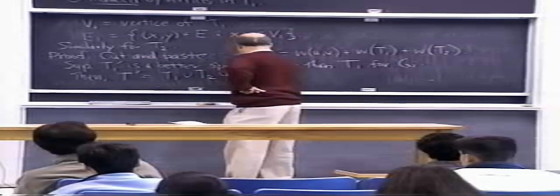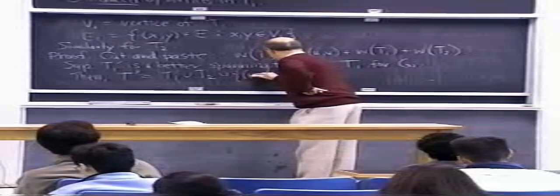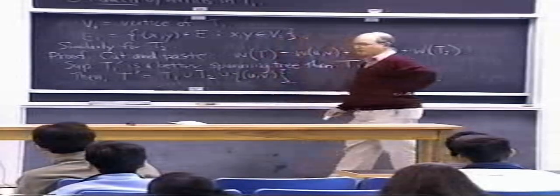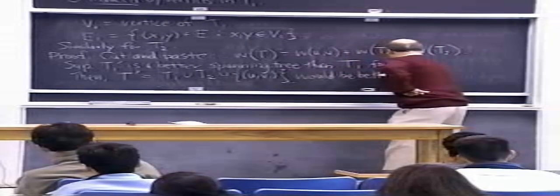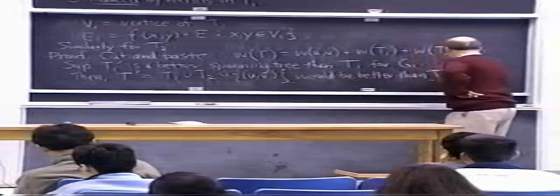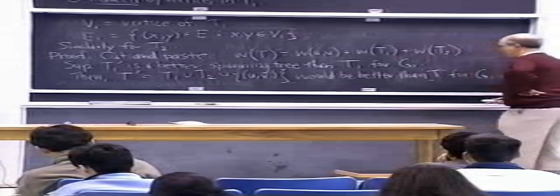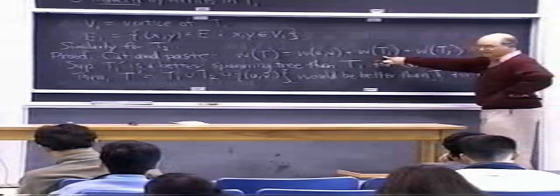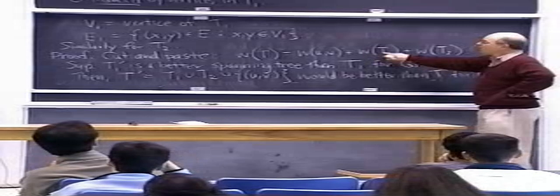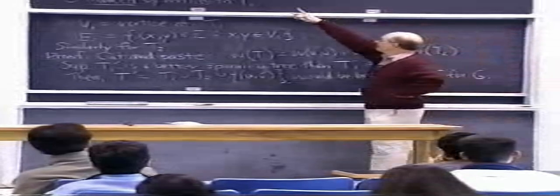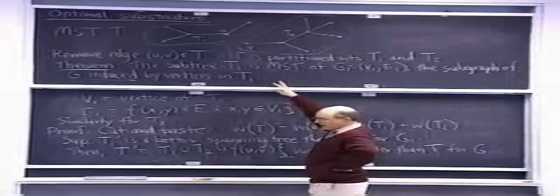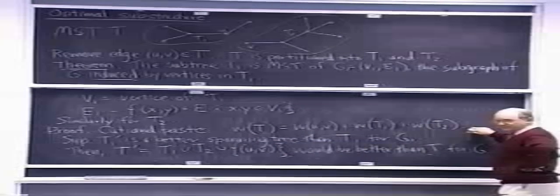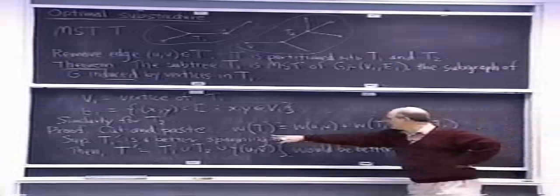Well, of UV. Okay, T' would be better than T for G. Because basically if I'm lowering the weight of this, okay, any other way I have of connecting up the vertices of T1, using T1 prime, if I just add the edge over to T2 and connect it up to T2, I'm going to end up with a lower weight spanning tree, contradicting the minimality of T.